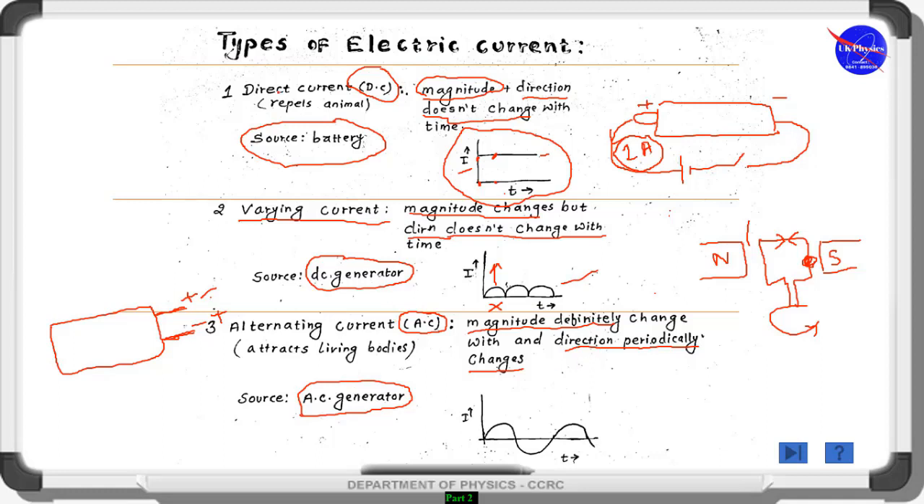So basically we discussed three types of current, but never confuse that the varying current is also a part of direct current. In the first part, the magnitude is constant and the direction is constant. In the next part, the magnitude is not constant, but only the direction is constant. But in alternating current, both magnitude and direction change. Please pause the video and make a note.